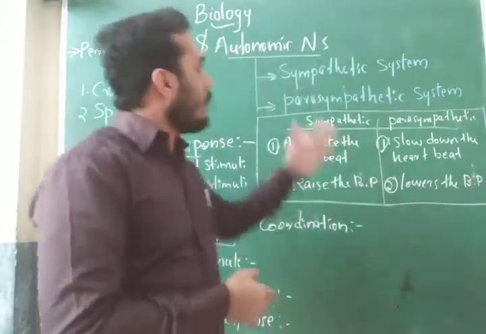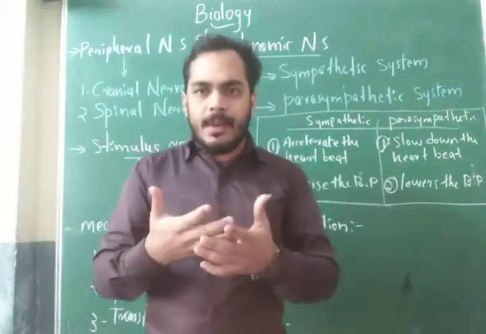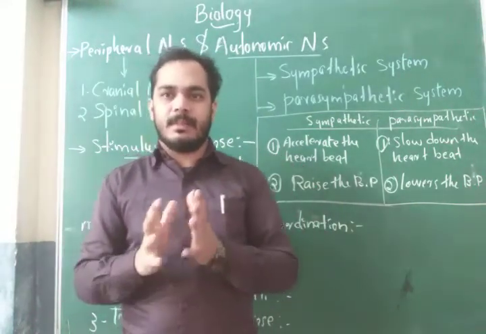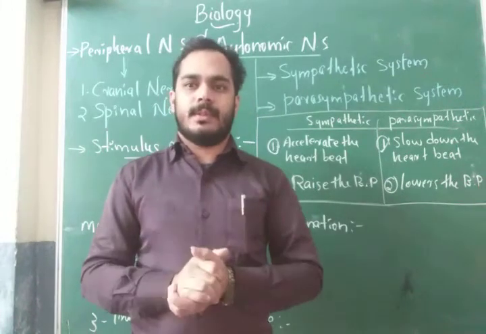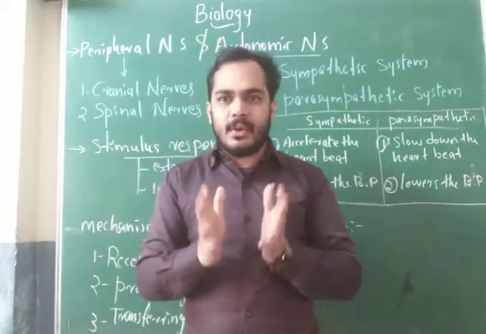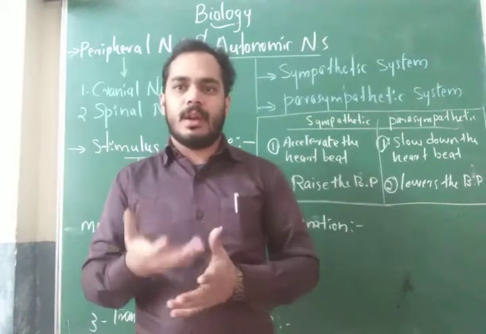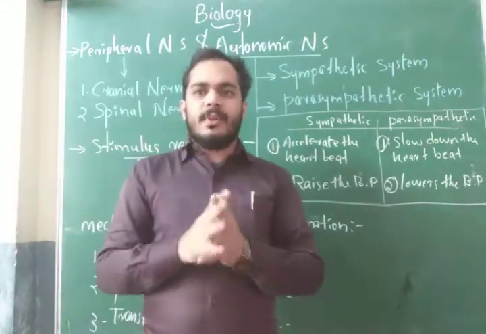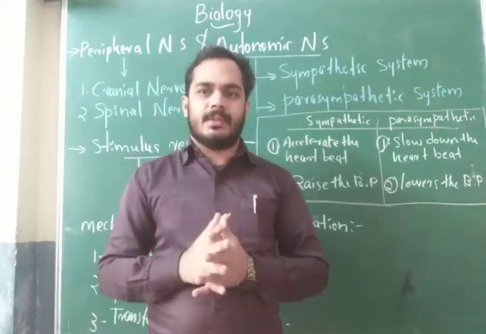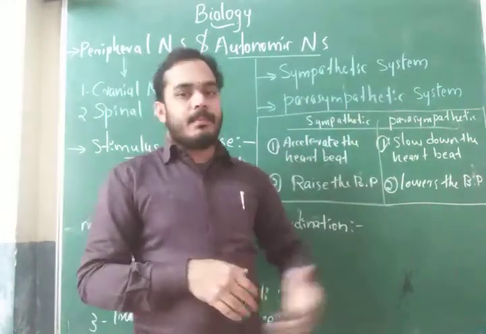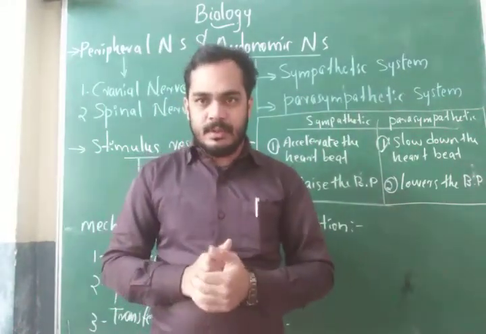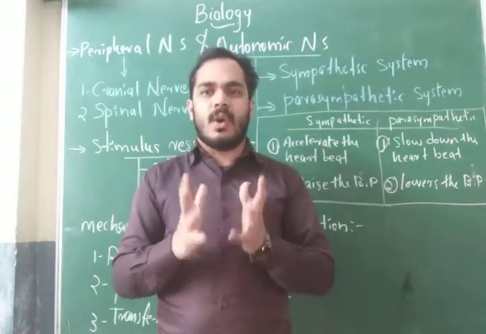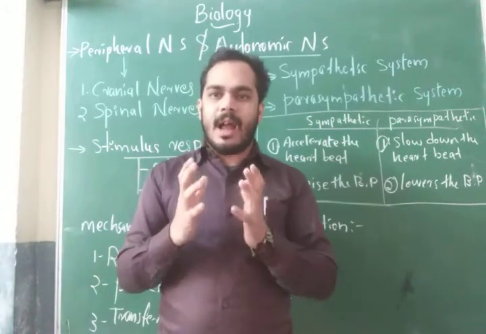And next, the autonomic nervous system. It consists of ganglia and fibers. Ganglia means a mass of neurons. It also controls the involuntary actions of the human body. So the autonomic nervous system has mainly two systems: the first one, the sympathetic system, and the second, the parasympathetic system. These oppose each other in their work, meaning they oppose each other's actions.